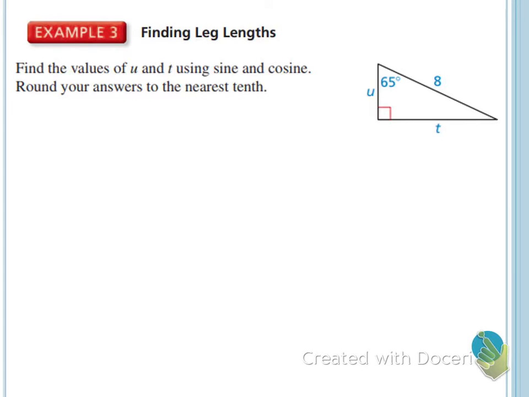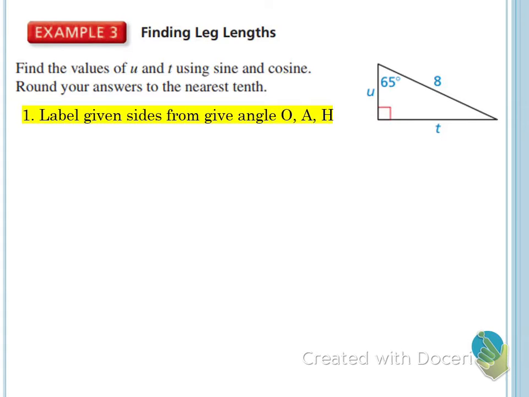So it's going to be the same process. The first thing you want to do is label the given sides as opposite, adjacent, and hypotenuse. Okay? So which of these is the opposite? T is opposite because we're talking from 65. Which of these is the hypotenuse? 8, which means adjacent is u.